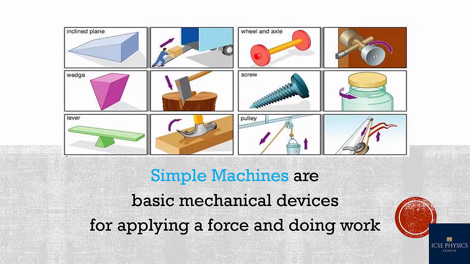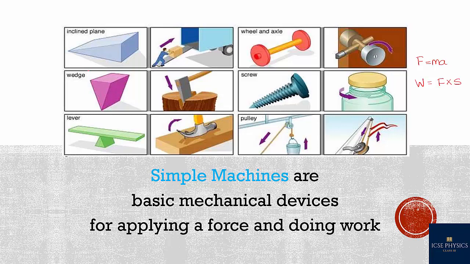Physics defines machines as devices for applying force and doing work. What is force? We all know that force is equal to mass into acceleration, and force is measured in Newton. And then what is work? Work is equal to force into displacement, right? When the displacement is zero, then work done is zero. But machines involve force and work.